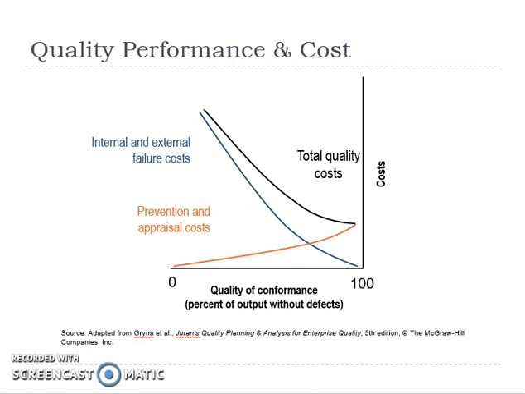Oftentimes you'll see companies say they want zero defects or they want 95% quality conformance. The reason is this slide right here. The incremental gain in quality conformance between around 90 and 100%, and the amount of cost that goes into that little bit of gain, can dissuade companies from going towards 100% quality performance. So let's talk about these costs in bigger detail.